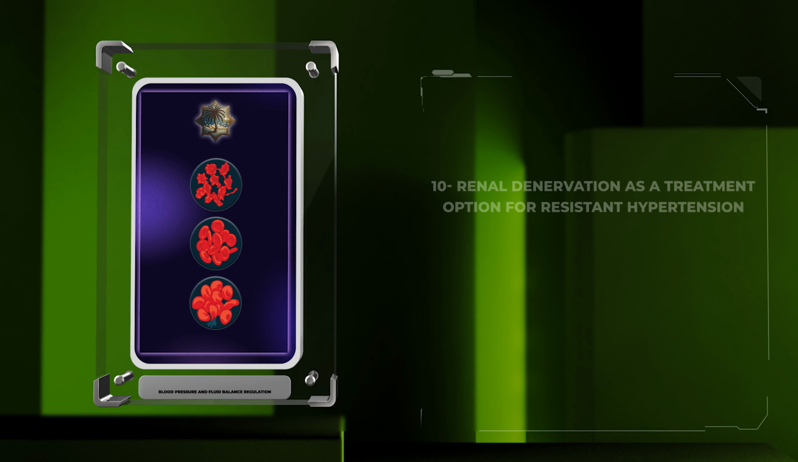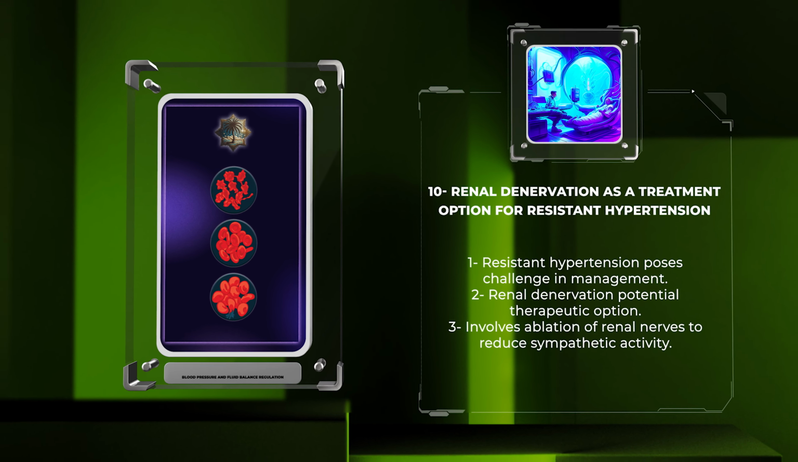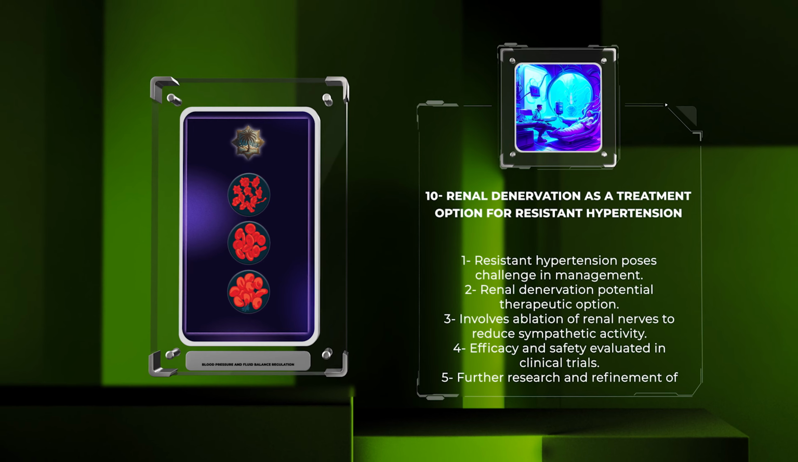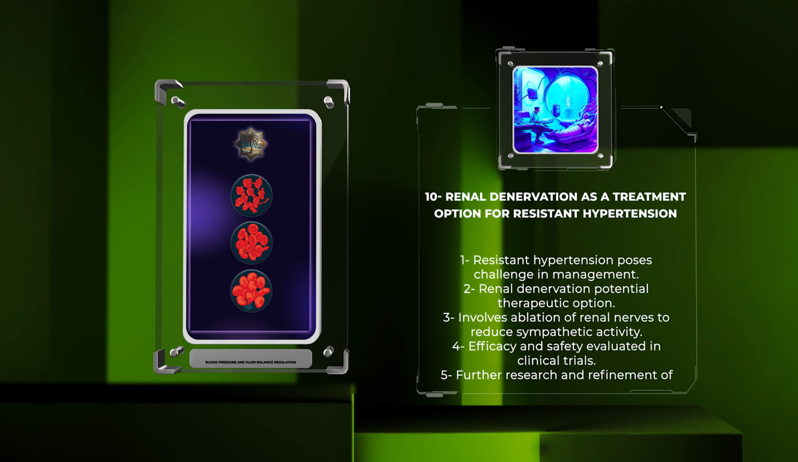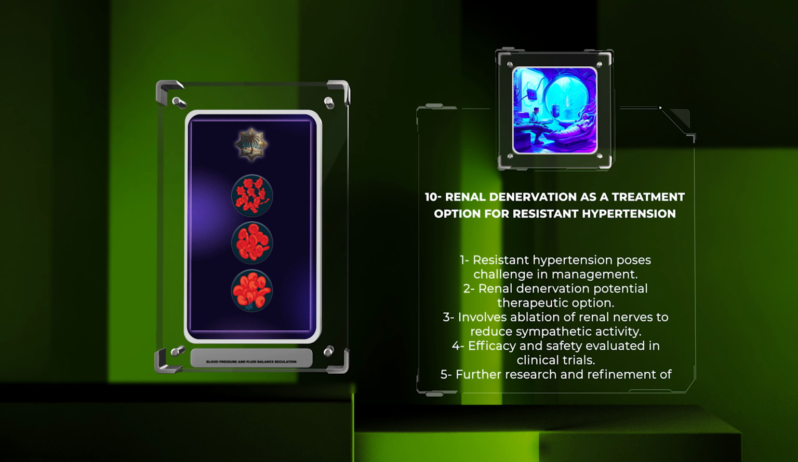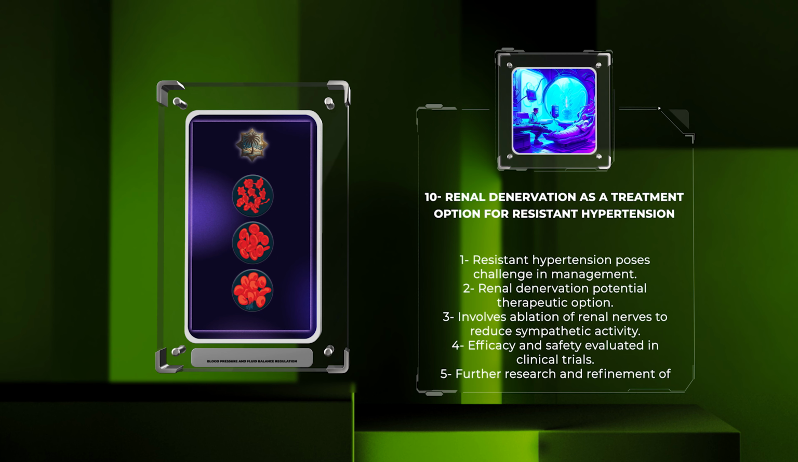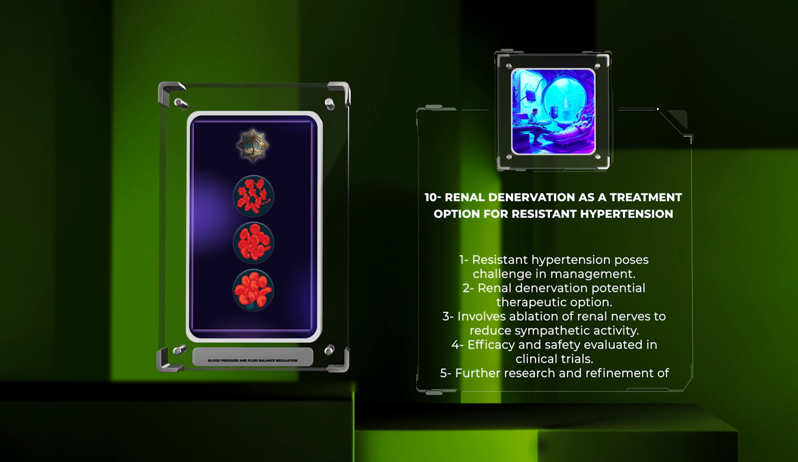Resistant hypertension, defined as persistent high blood pressure despite optimal medical therapy, poses a significant challenge in the management of hypertensive patients. Renal denervation has emerged as a potential therapeutic option for patients with resistant hypertension. Renal denervation involves the targeted ablation of renal nerves using either radiofrequency energy or ultrasound waves. This procedure disrupts the sympathetic input to the kidneys, thereby reducing systemic sympathetic activity and potentially lowering blood pressure.